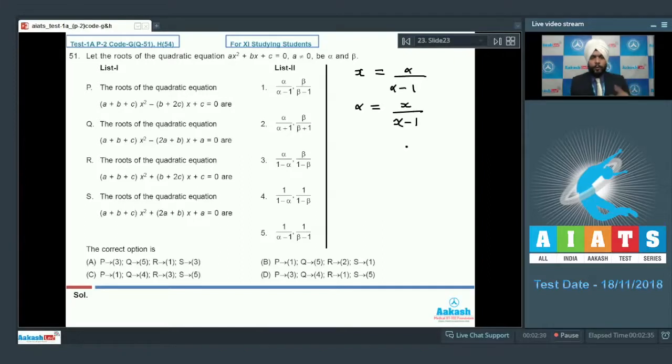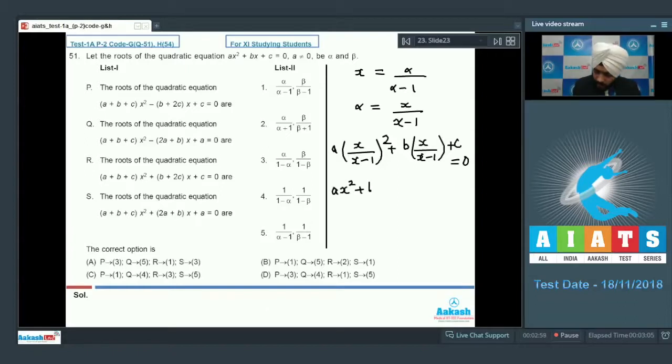What are we supposed to do? Alpha is a root of ax square plus bx plus c. Alpha satisfies it. So a alpha square plus b alpha plus c is equal to 0. Put this value of alpha over there in order to get the transformed equation. So a into alpha square plus b into alpha plus c equals to 0. This is the new transformed equation. This is ax square plus bx into x minus 1 plus c into x minus 1 whole square is equal to 0.